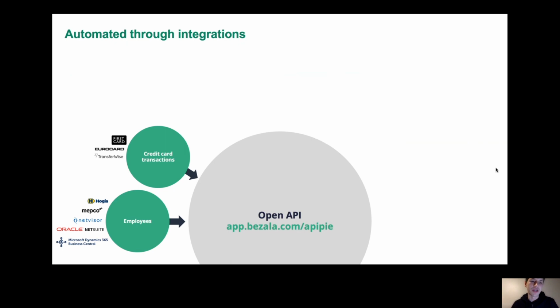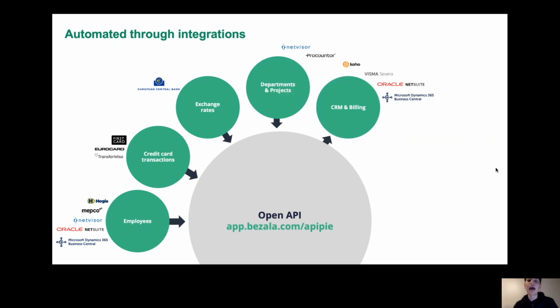As mentioned, we are also integrated to the credit card companies, and the exchange rates we get from the European Central Bank and from Google Finance. And then if you want to allocate costs to certain departments or projects, we'll get those departments from your accounting software automatically and show them to the users. And if you want to allocate costs to projects, we'll get it from your CRM or your billing software automatically and show it just to the relevant users who are in that project.